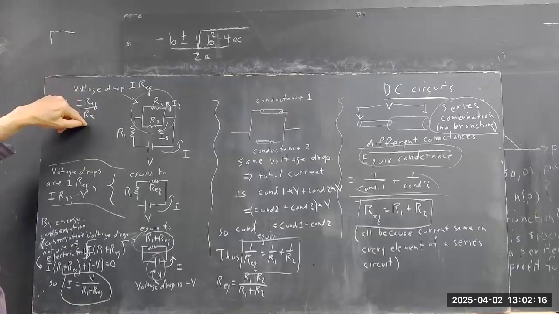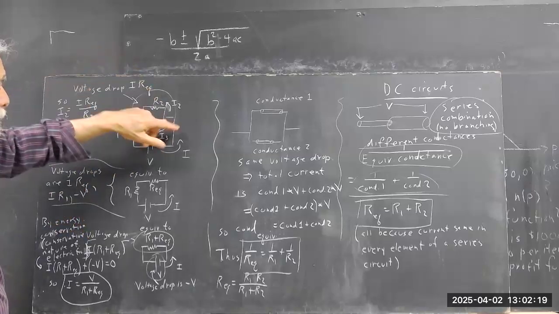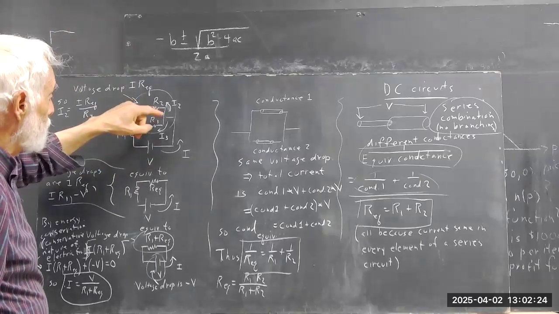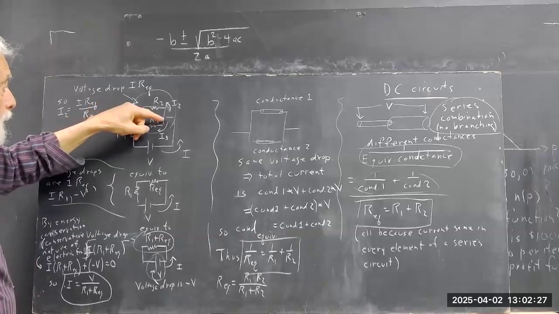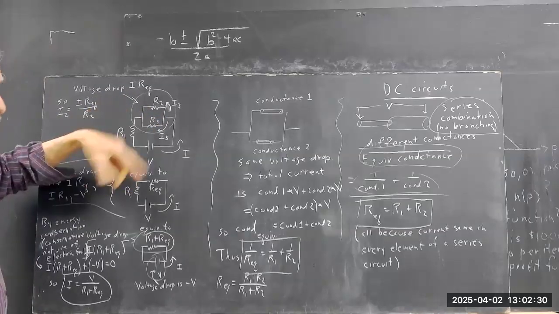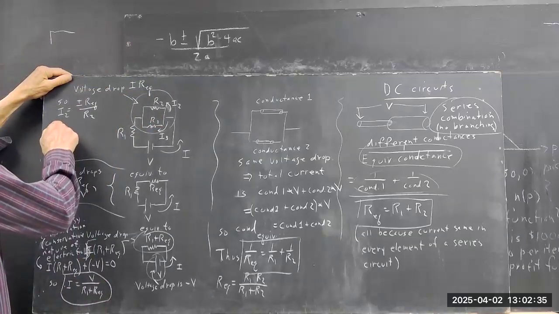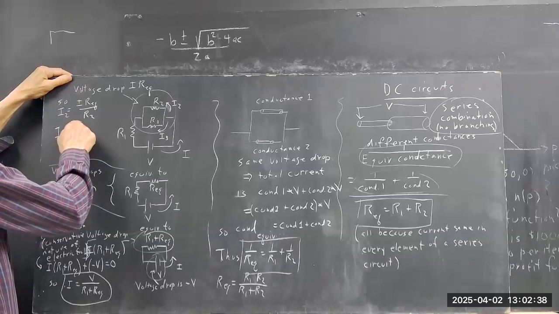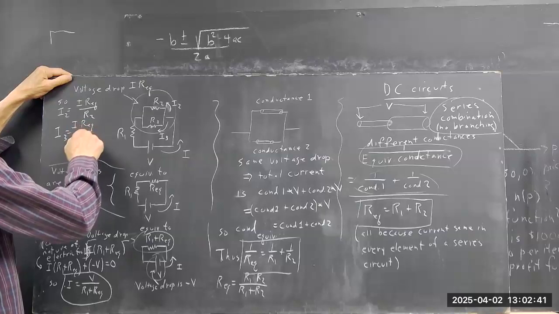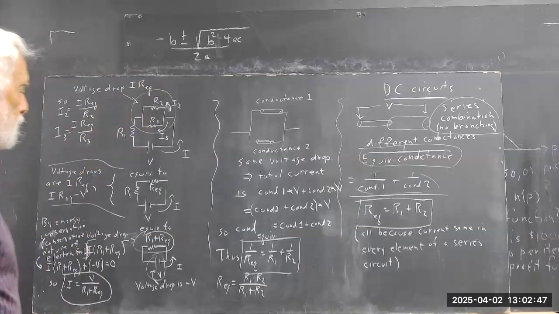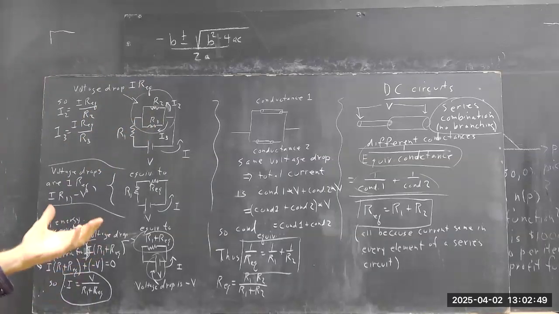I2 is just I times R equivalent over R2, because I times R equivalent is the voltage drop across each resistor. Clarify, voltage drop from here to here is the same whichever path you take. Conservation of energy and all that stuff. Okay? So now we can get currents I2 and I3. Now that's a pretty simple circuit. Set one up in lab next time and measure it. Okay?